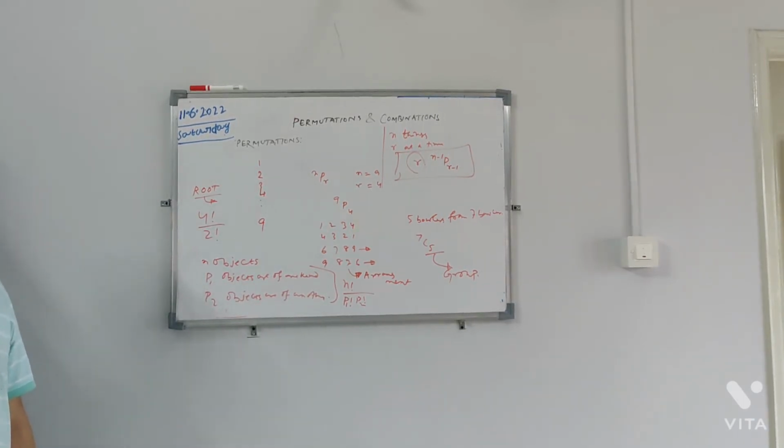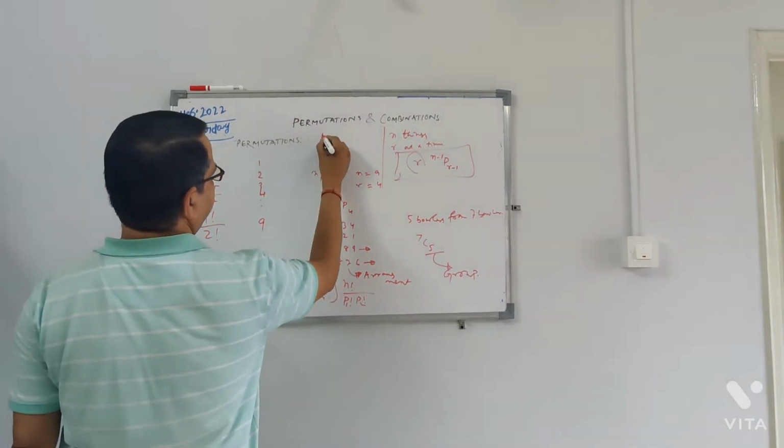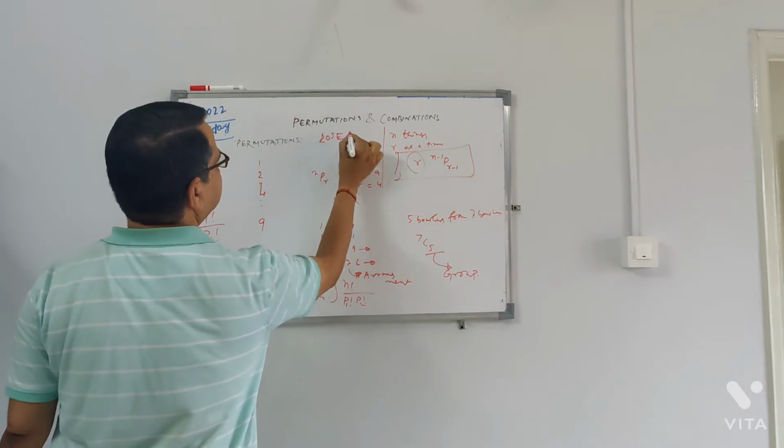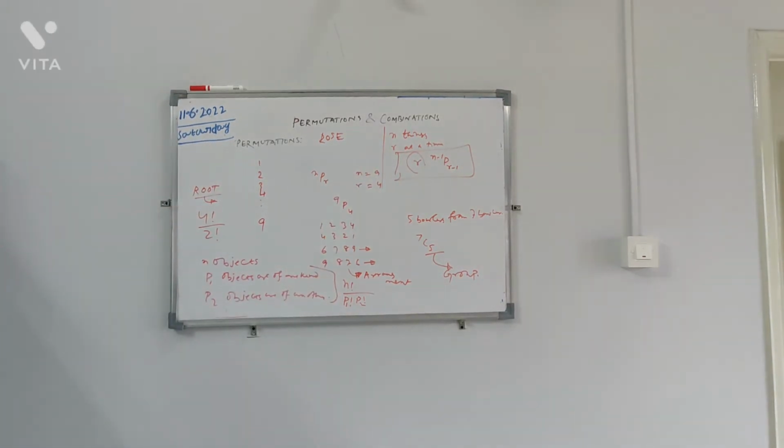Suppose R's position is fixed, say I am saying ROOT. Now only 3 letters can be arranged, since one is fixed. In every arrangement, R will always be there. Understood? So if R is always there, only the other 3 vary.